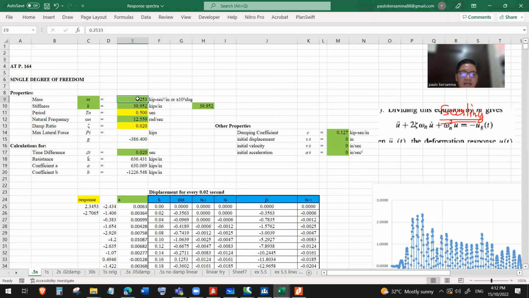So I have a mass of 2.253 and a stiffness of 39.952. So I'll get my frequency, square root of k over m, 12.559. Of course, period is 2 pi over the omega. So that's 0.5 seconds. Okay, the damping ratio is 0.02.